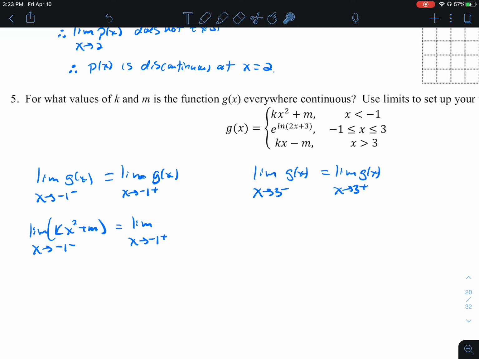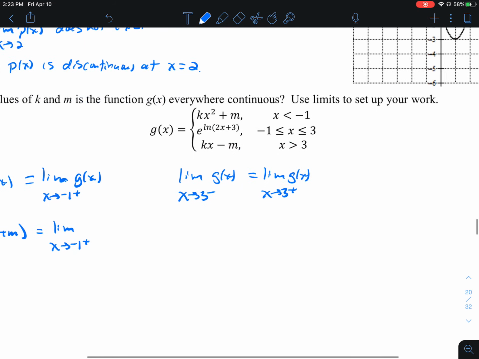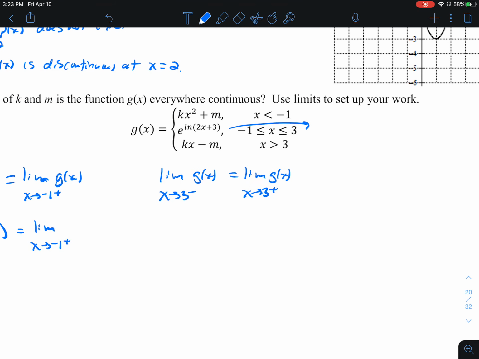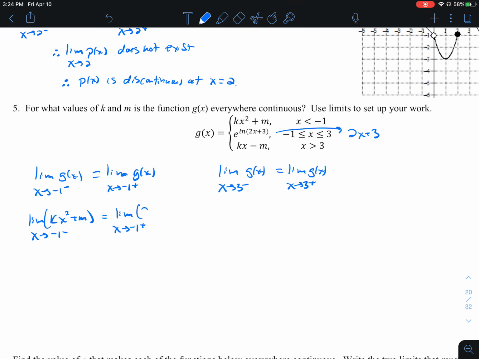let me bring this to your attention right now. This little fella here, e to the natural log of 2x plus 3, that's just 2x plus 3. It's a line. Remember our exponential and logarithm rules. If your base is e raised to an exponent that's a logarithm, which is the same as log base e of 2x plus 3, if the base is the same as the base of your logarithm, this whole thing just becomes the argument. So that's just 2x plus 3.